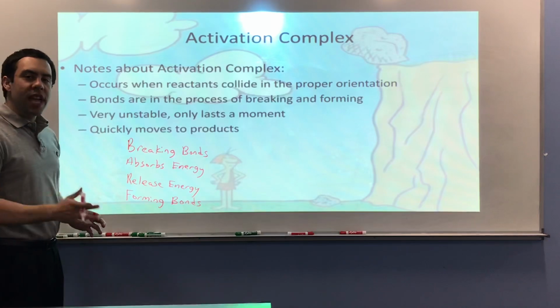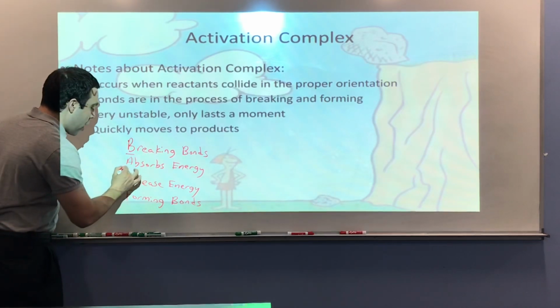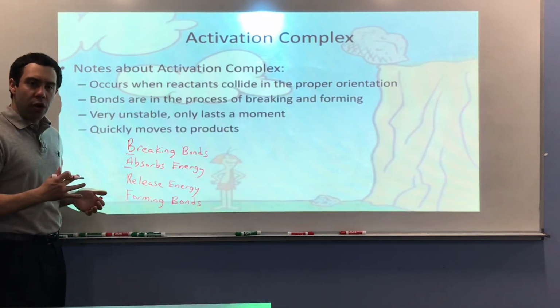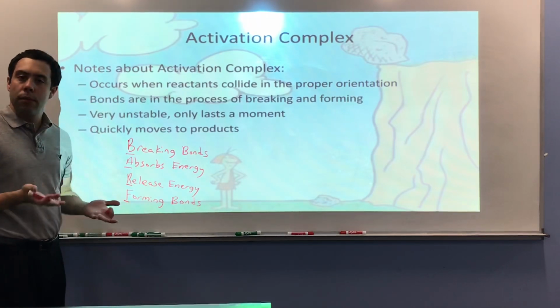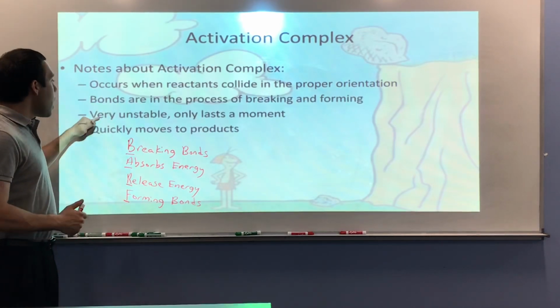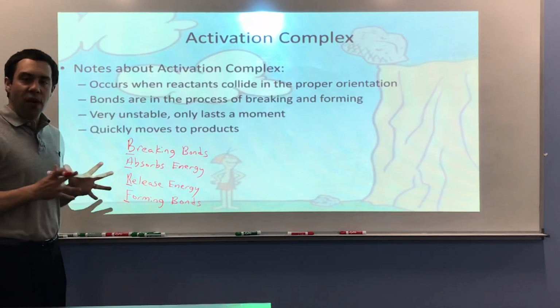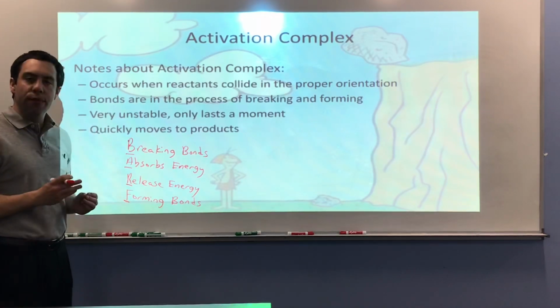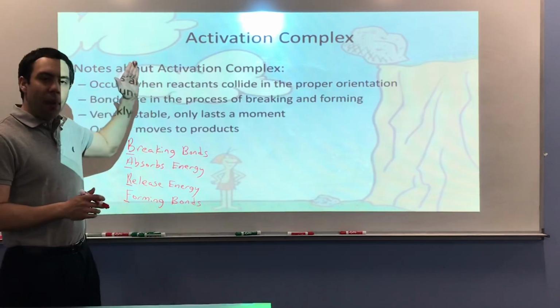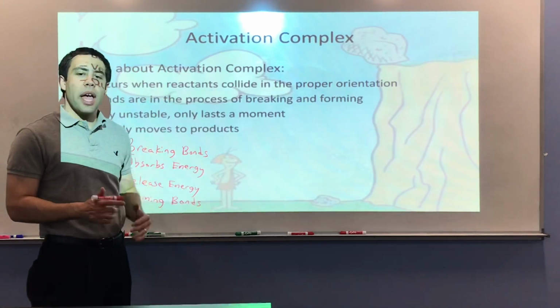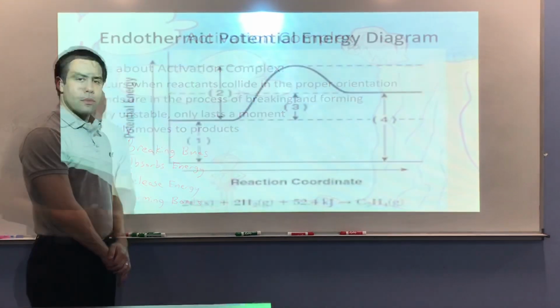Every chemical reaction has BARF. They break bonds. How do they do that? They must absorb energy, and they release energy when they form new bonds. BARF. The activated complex is very, very unstable, only lasts for a brief moment, and then the reactants at the activated complex quickly move into a more stable product.